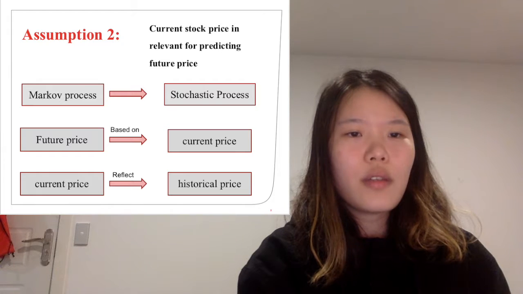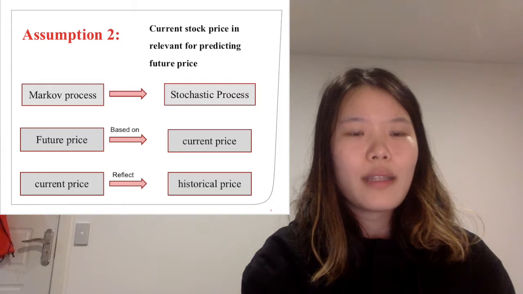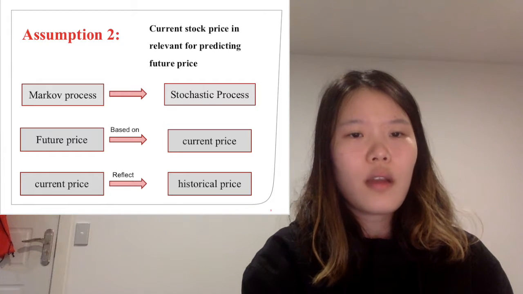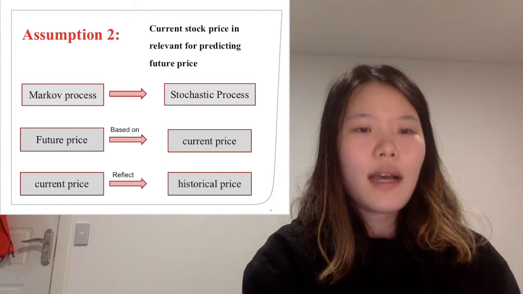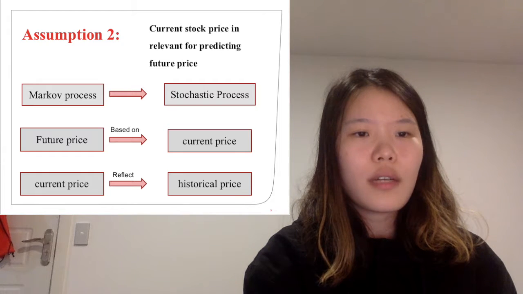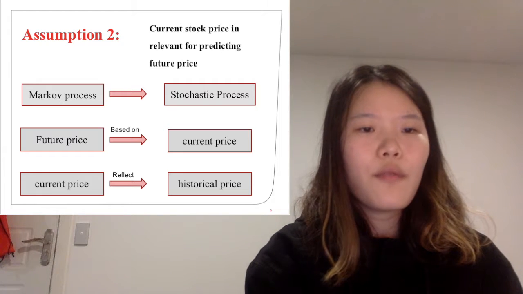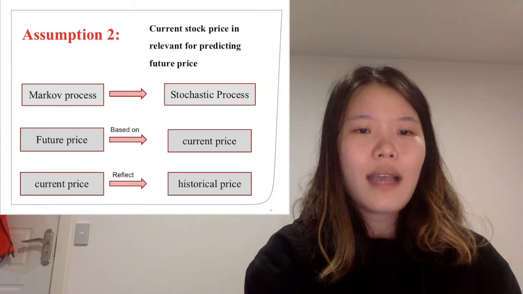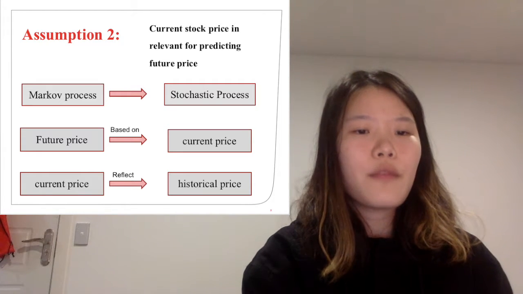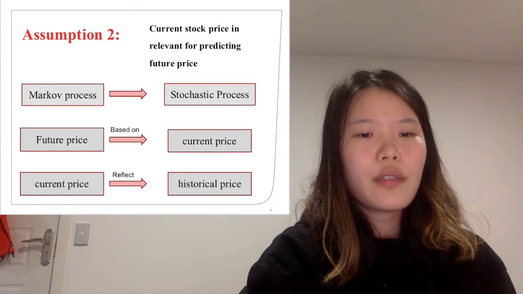The second assumption is that the current stock price is relevant for predicting future price. The stock price follows the Markov process, which is a stochastic process. We predict the future price of stock through its current price rather than historic price. The reason for that is because the current stock price has fully reflected the information provided by stock price in the past. So we cannot use the stock price in history to estimate stock's future situation.